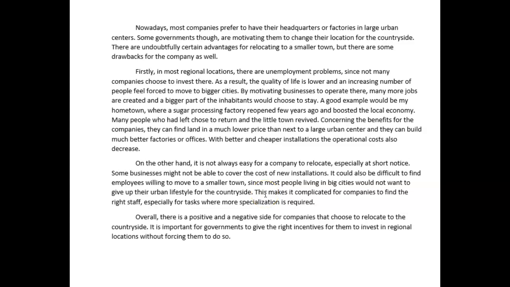So, overall, there is a positive and negative side for companies that choose to relocate to the countryside. It is important for governments to give the right incentives for them to invest in regional locations without forcing them to do so. All right, well, your grammar is lovely.